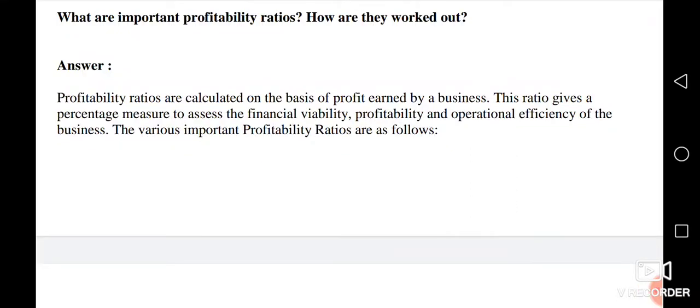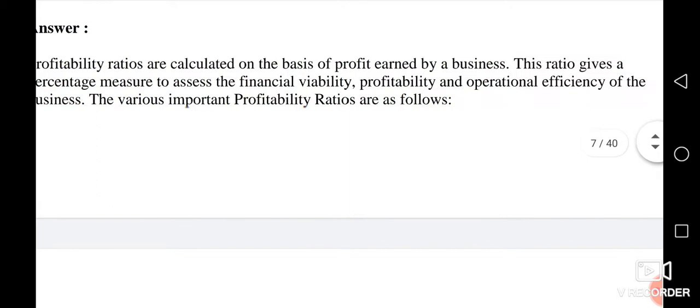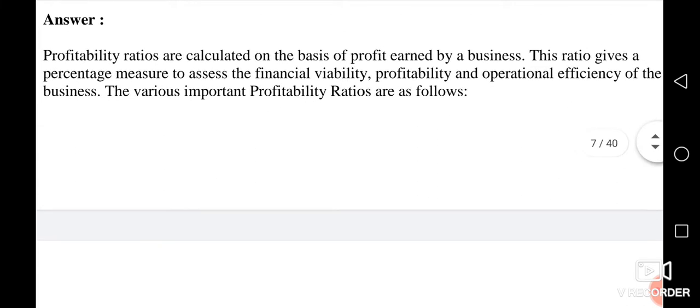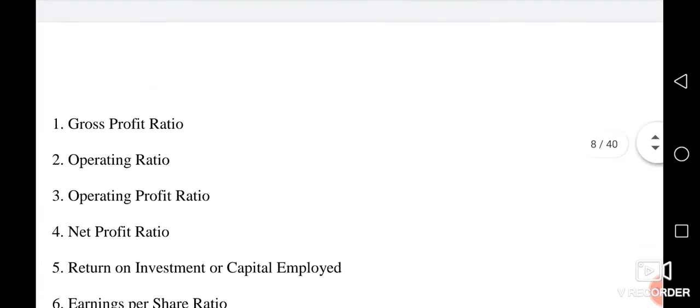This is the question. What are the important profitability ratios? How are they worked out? Profitability ratios are calculated on the basis of profit earned by a business. This ratio gives a percentage to assess the financial viability, profitability, and operational efficiency of the business. The various important profitability ratios are as follows.